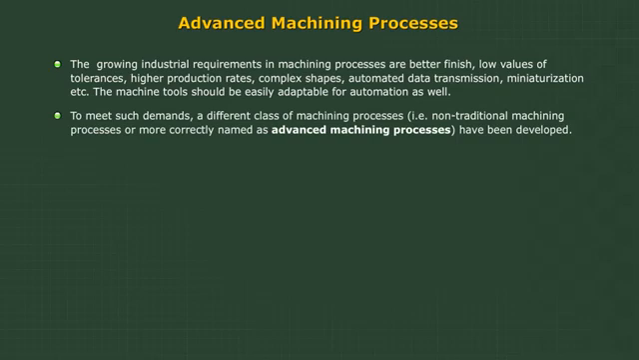To meet such demands, a different class of machining processes, that is, non-traditional machining processes, or more correctly named as advanced machining processes, have been developed. These newer methods are also called unconventional in the sense that conventional tools are not employed for metal cutting.